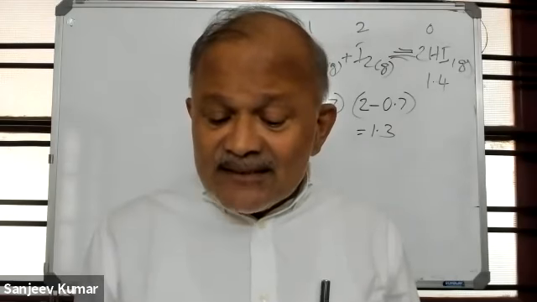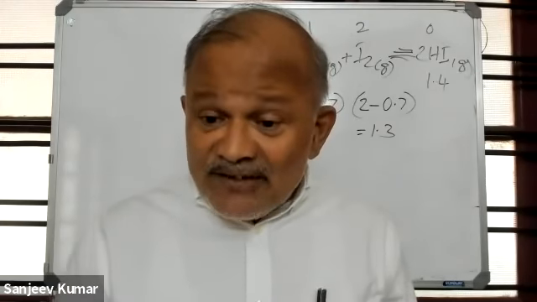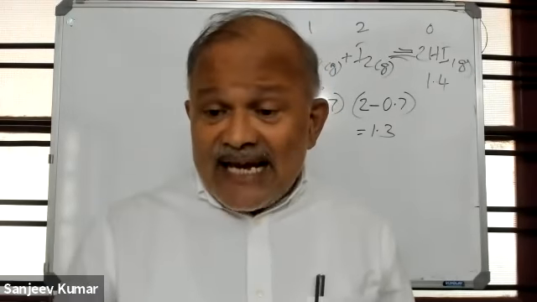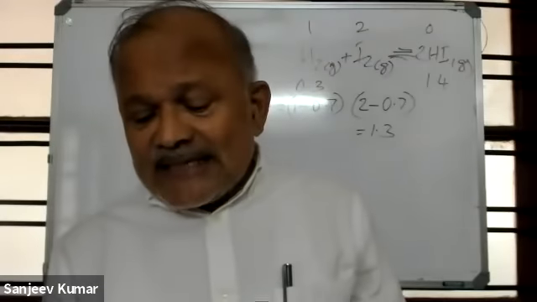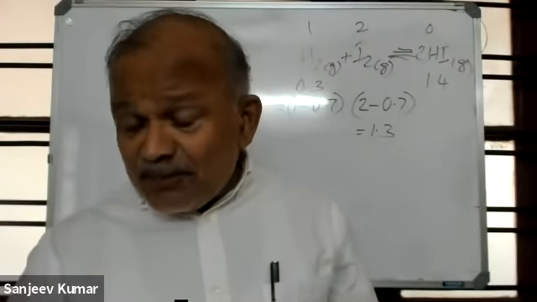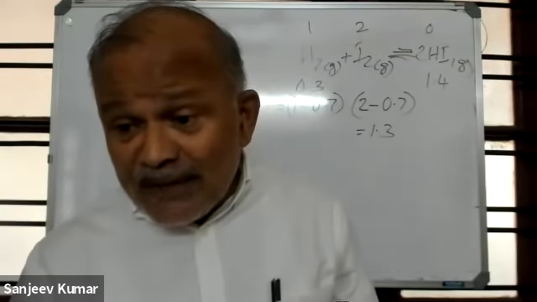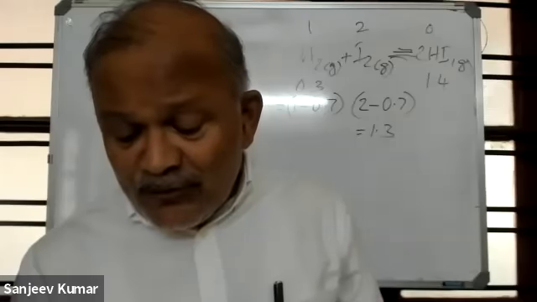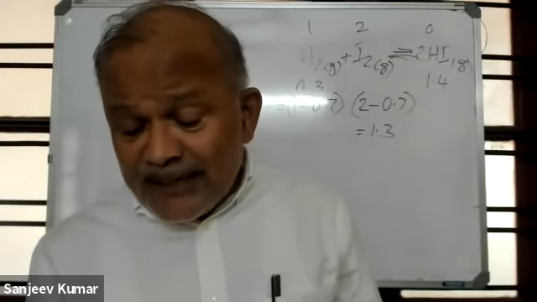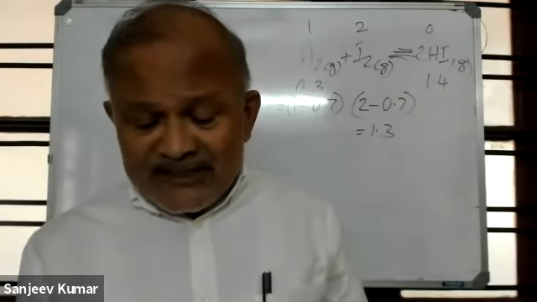Lewis acid means an electron deficient species which can accept a pair of electrons. BF3 is a Lewis acid. Conjugate base means the species obtained by removing a proton from the acid. H3PO4 gives H2PO4 minus, which in turn gives HPO4 2 minus.